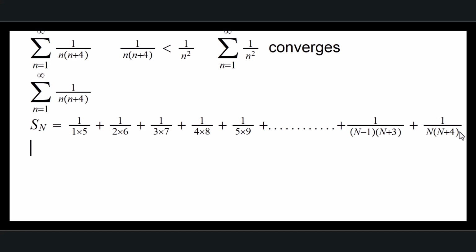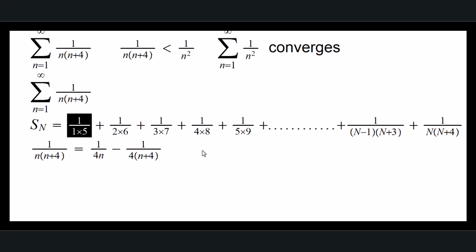Okay, so now let's notice one thing here. All these are products, and the difference between the factors is 4. So if you apply partial fractions on this, what will it be? It will simply be 1 over 4 times 1 over n minus 1 over n plus 4, because of the method of partial fractions, or you can combine them and check.